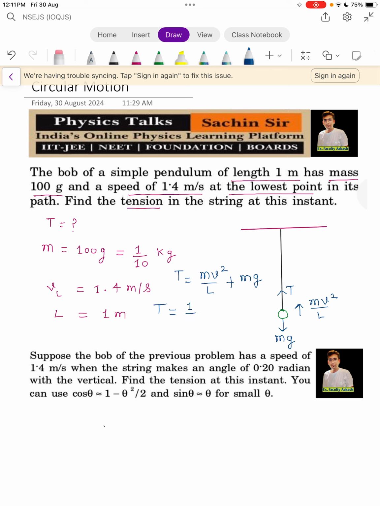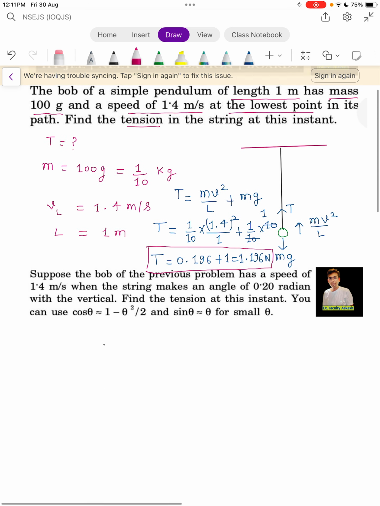T equals to 1/10 into 1.4 square. Length is 1 meter. 1/10 into 10, and this comes out to be 1.4 square by 10, 0.196 plus 1 equals to 1.196 Newton. So this is our required result, or you can say this is nearly 1.2 Newton.